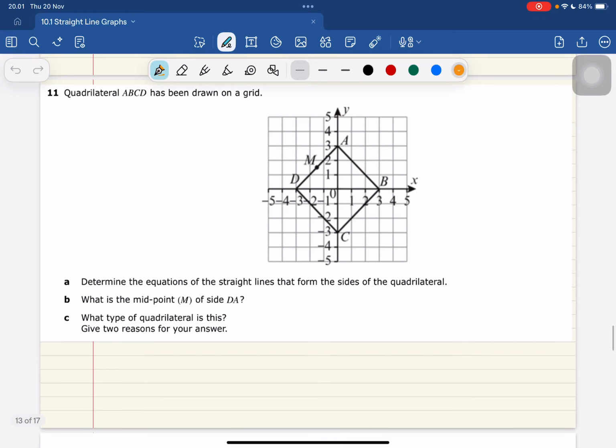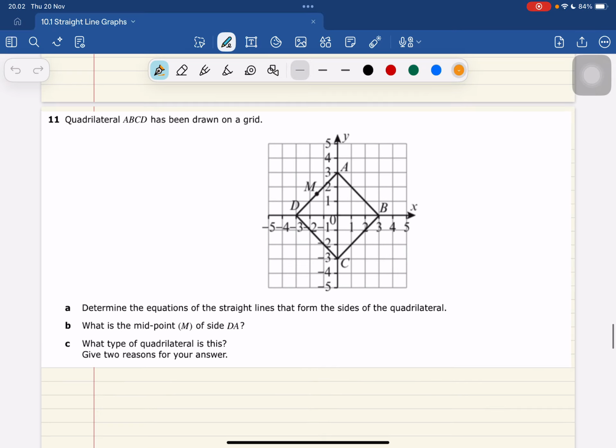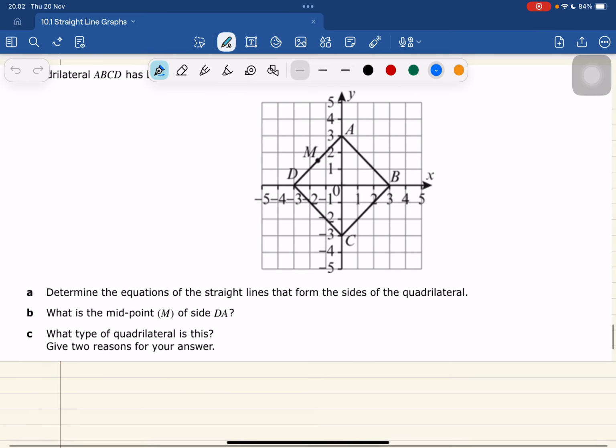Hi, in this video, I'm going to continue solving practice questions on straight line graphs. A quadrilateral ABCD has been drawn on the grid. Determine the equation of each line. Let's start with AB first.